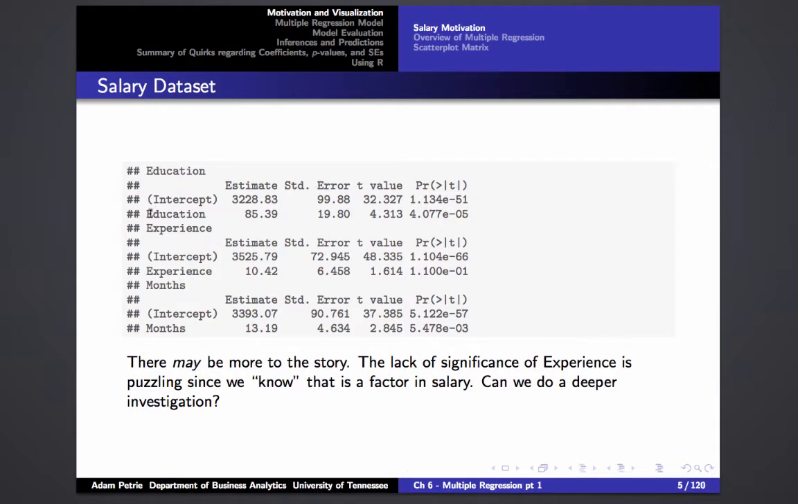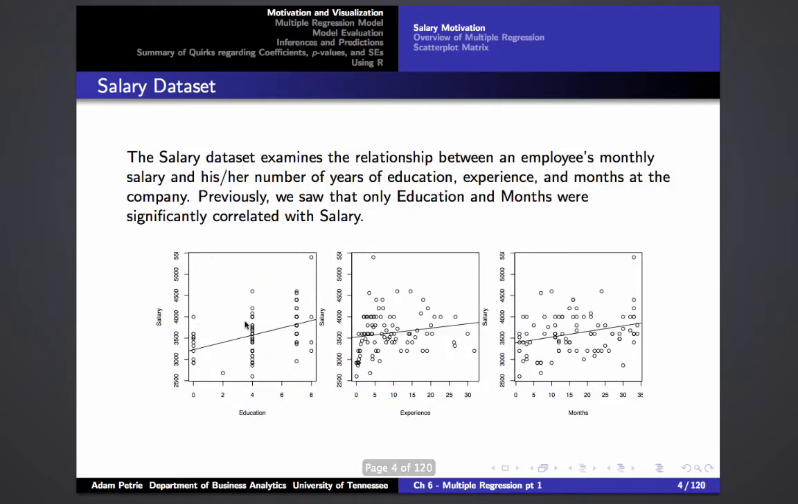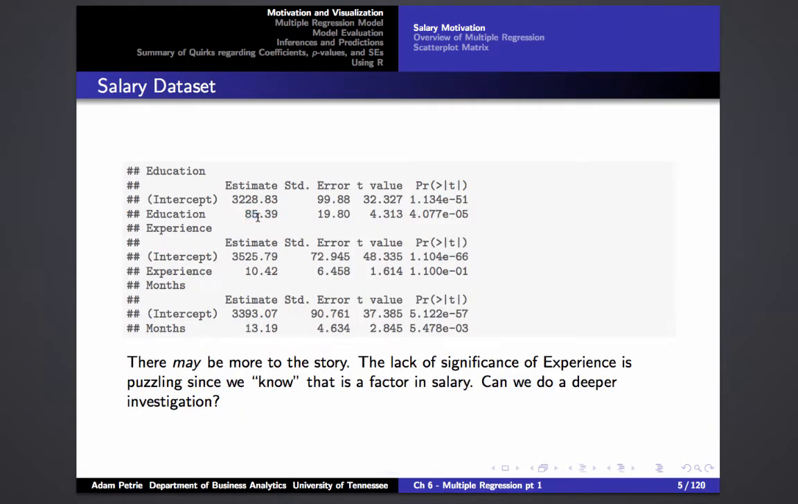When we did this, we saw that education in a simple linear regression model had a statistically significant association with salary. Its p-value is less than 5%, and its coefficient was 85. The slope of that line in the previous slide was 85. What that meant was that two employees that differ in education by 1 year are expected to differ in their monthly salaries by $85, with the more educated employee having the higher salary on average.